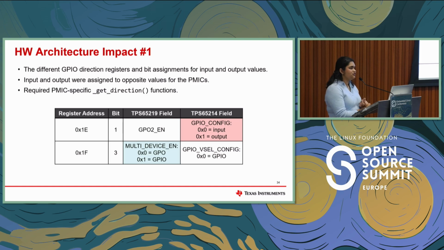There are different register addresses that need to be accessed, different bit position numbers that need to be accessed. Not only that, the inputs and outputs were assigned to opposite values for the PMICs. In red, 0 corresponds to an input for TPS65214. In blue, TPS65219's output value is assigned to 0, which then required so many different variations. It made more sense to separate all of that into PMIC-specific get direction functions.